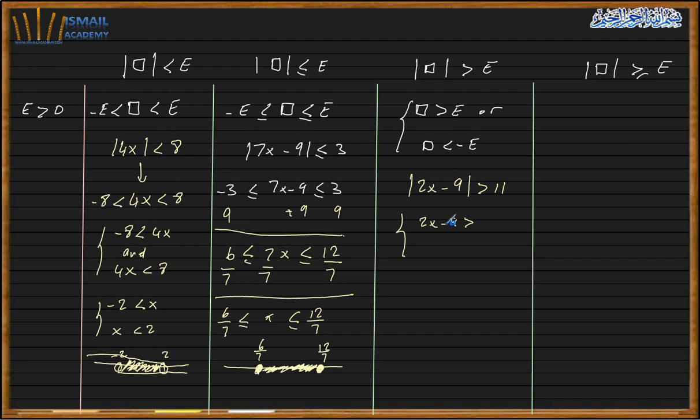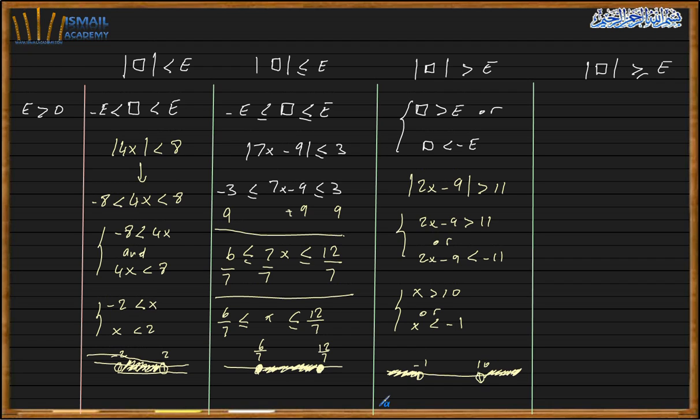Then I solve each inequality by itself. So at the end, we end up having this is minus 1, this is 10. I don't include those, actually the greatest part. This will be my solution.